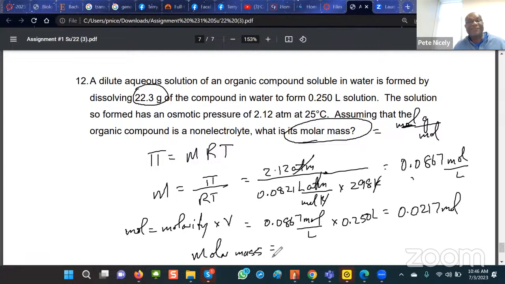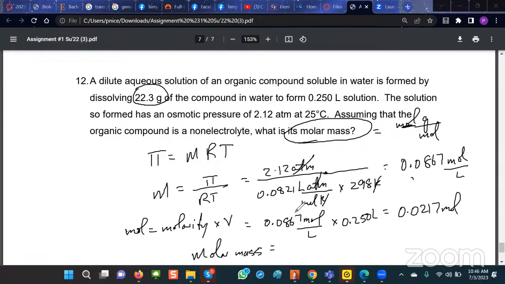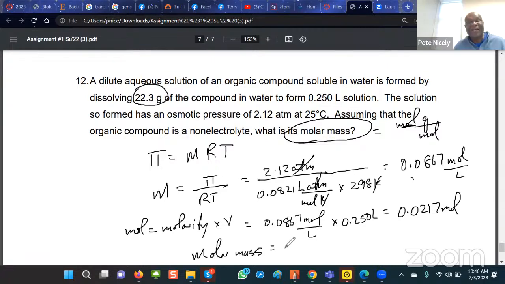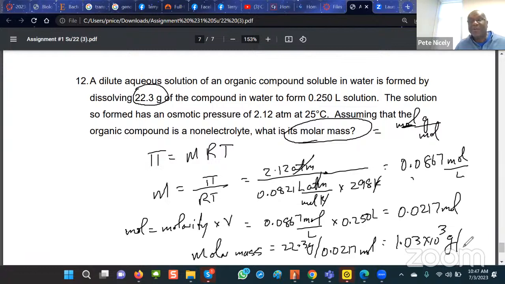So what's the molar mass? That'll be equal to what? Mass in grams over moles. Okay, so the mass in grams is what? 22.3, right? Grams divided by the moles that we just calculated. And according to my calculations, this works out to be equal to 1.03 times 10 to the 3 grams per mole. And that's how that is done.